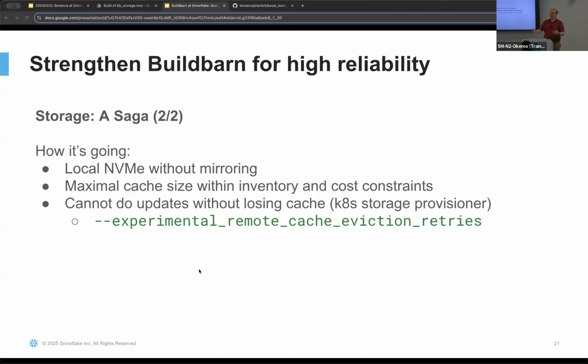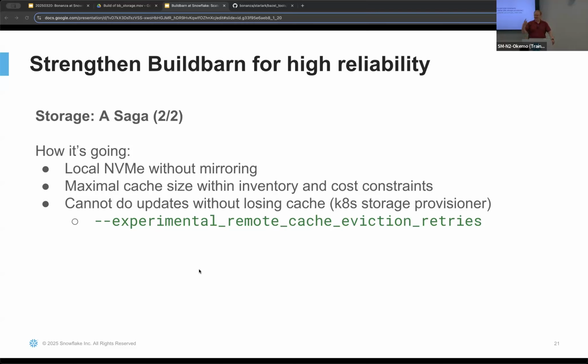Well, we're using NVMe without mirroring, and we're just accepting the reality that if a cache node pops, we're losing those entries. But it does allow us to use all the inventory available to us, and it's within our cost constraints. But the good news is this little flag, experimental remote cache eviction retries. It's a mouthful, but what it means is that Bazel will rewind the build if it detects a missing cache entry during the build. So long as this is a rare event, and for us it has been, you don't actually see a failure, you just see a retry, and one retry is enough.